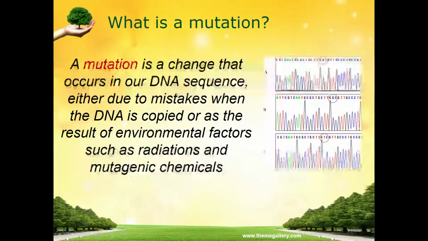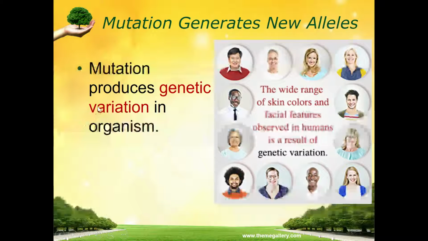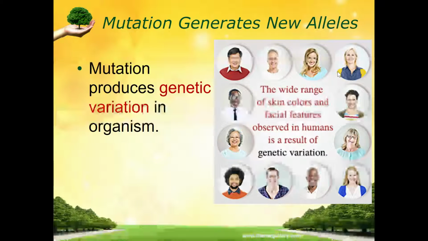This change is due to mistakes when the DNA is copied or as a result of environmental factors such as radiation and mutagenic chemicals. The whole human family is one species with the same genes. Mutation creates slightly different versions of these same genes, called alleles. These small differences in DNA sequence, like hair color, skin color, height, shape, behavior, and susceptibility to disease, make every individual unique.